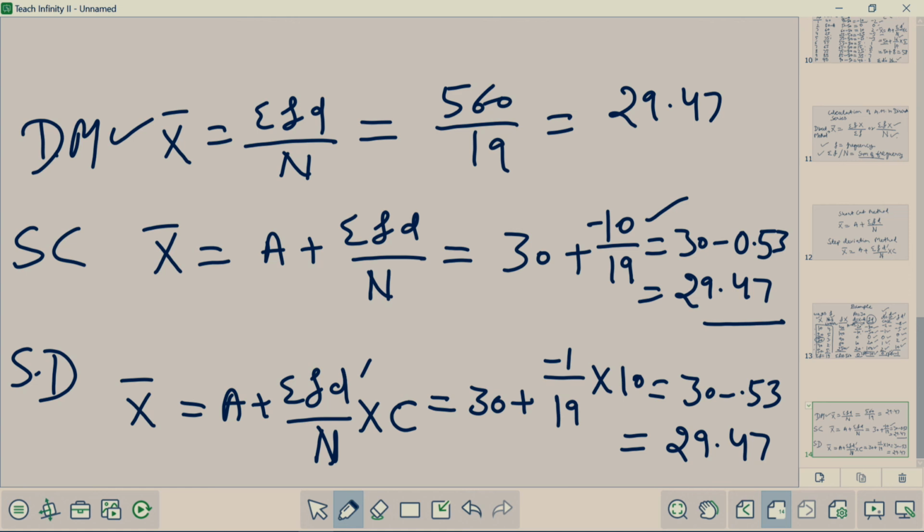So this is about arithmetic mean in the case of discrete series, and we will do the calculation of arithmetic mean in continuous series in our next lecture. Thank you.